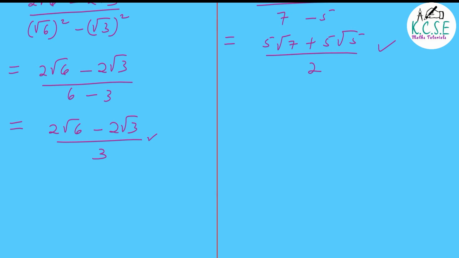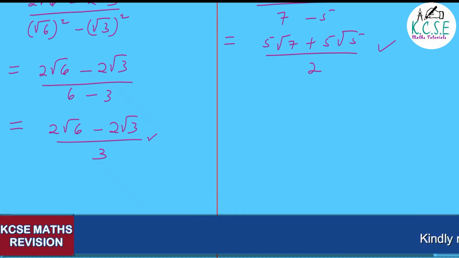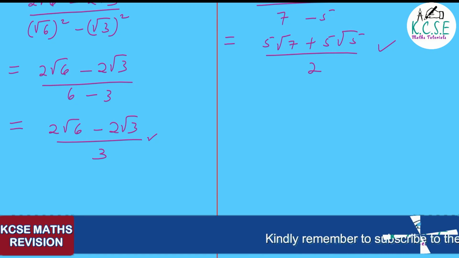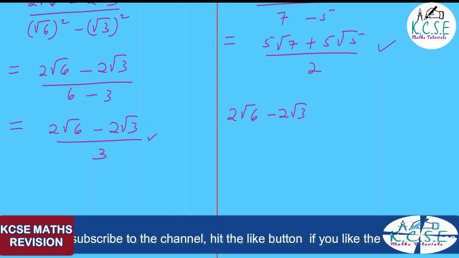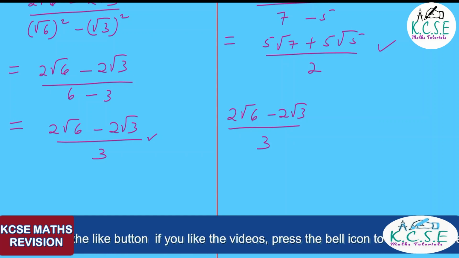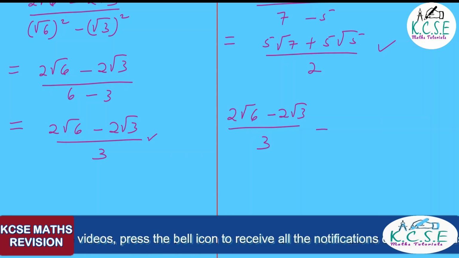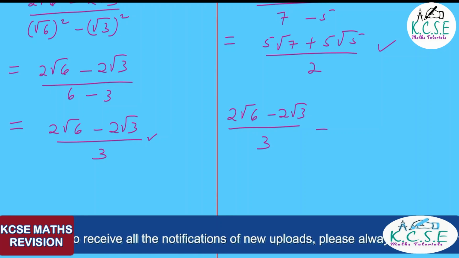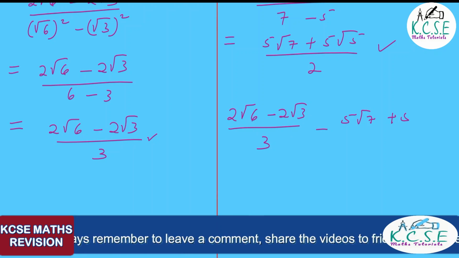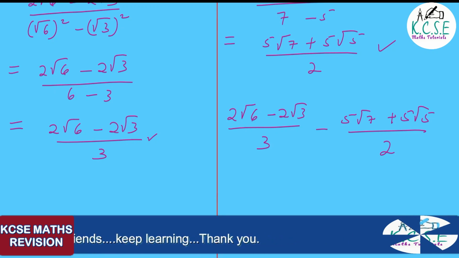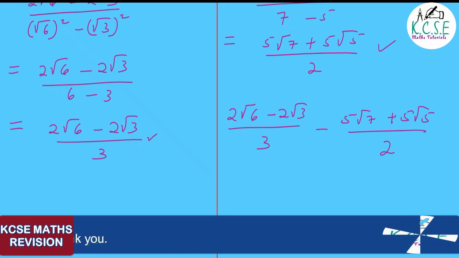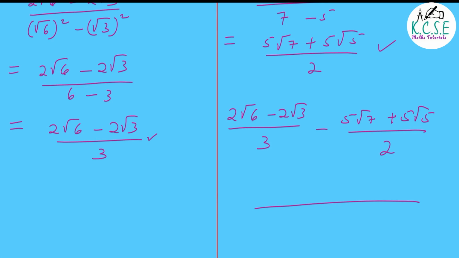So on the left hand side we got this, the right hand side we got this. So we can now subtract. Take 2 root 6 minus 2 root 3 divided by 3. This is what you got here. Subtract the solution for the other fraction, which is 5 root 7 plus 5 root 5 divided by 2. In solving this, we require the LCM, the least common multiple of 3 and 2, which is 6.